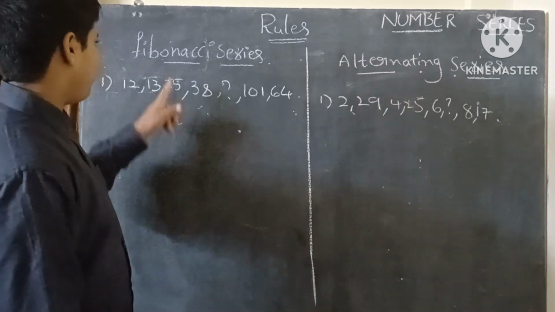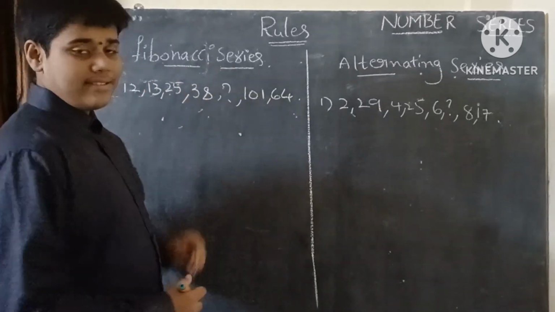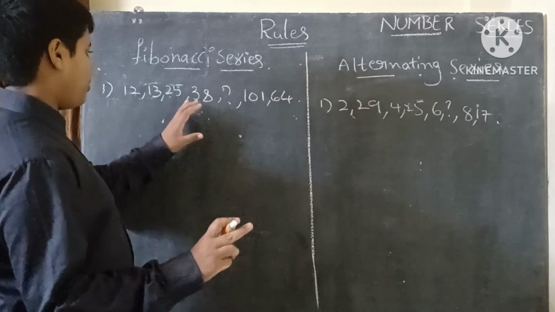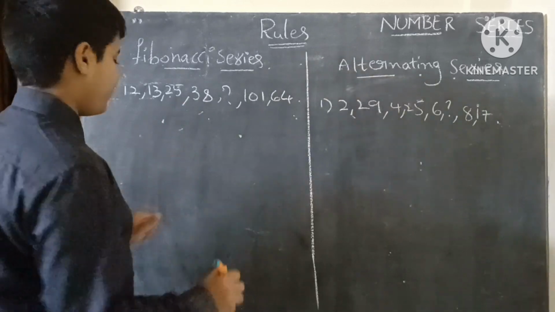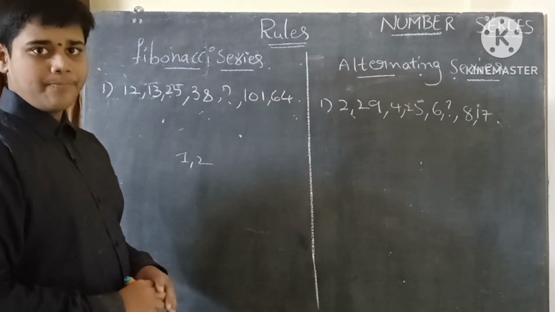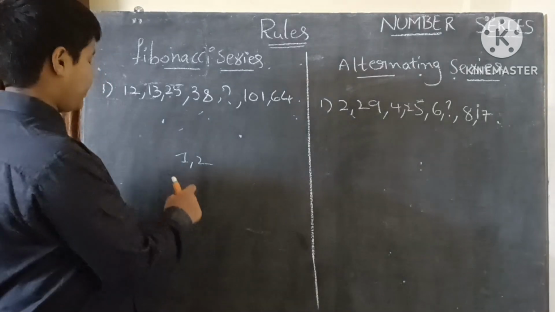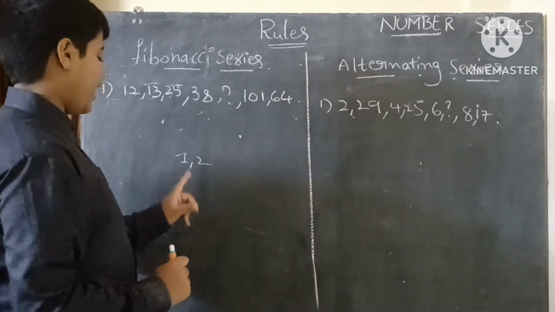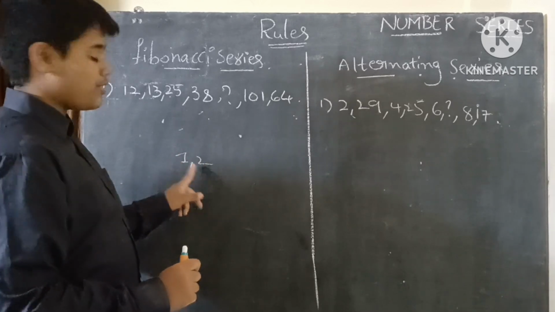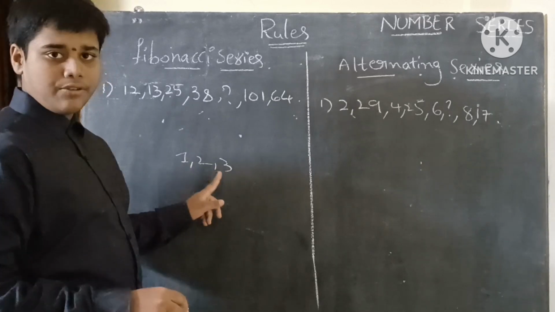And the next series, Fibonacci series. Here, Fibonacci series means first we have to take two digits. I am taking 1, 2 as the digits. Okay. Here the Fibonacci series means first we have to take 1 plus 2. We have to add. I am taking 1, 2. So I have to add these two numbers. It becomes 3. In the next order we have to write.